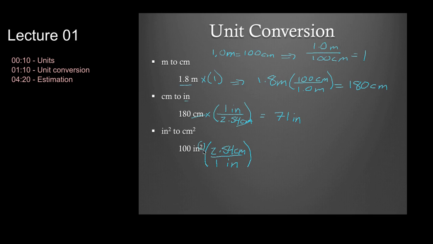But in this case we had an area, so we have inches squared. So what we need to do is to square our 1. So this will give us squared inches in the bottom here, which will cancel out with these inches up here, and will give us squared centimeters. So we end up with 645 centimeters squared is equal to 100 inches squared.